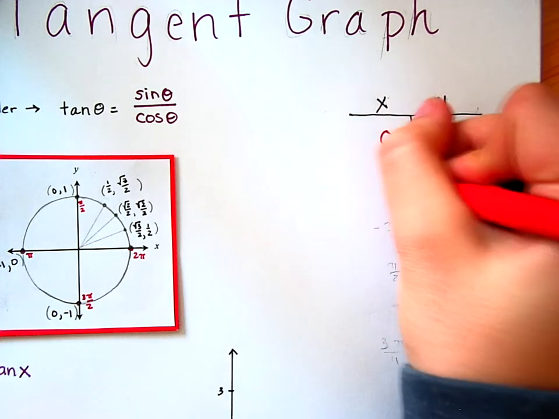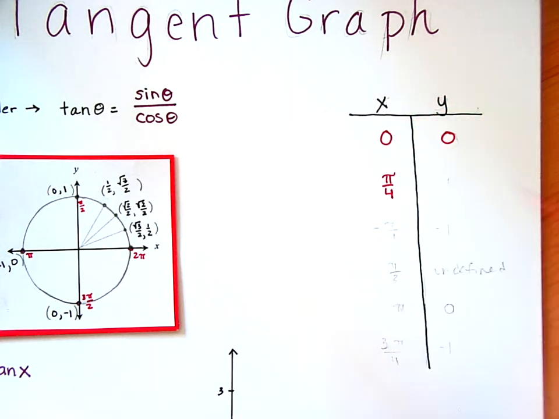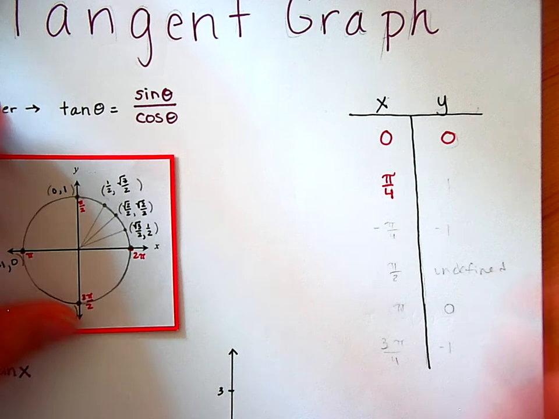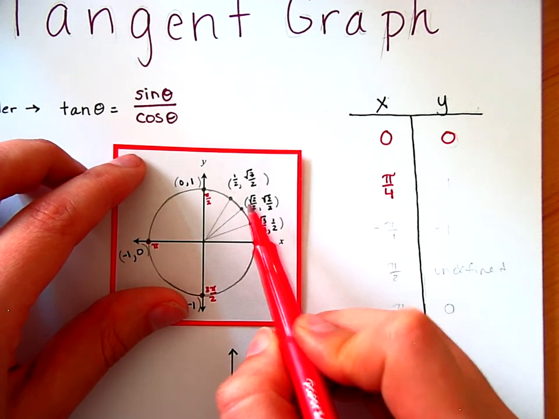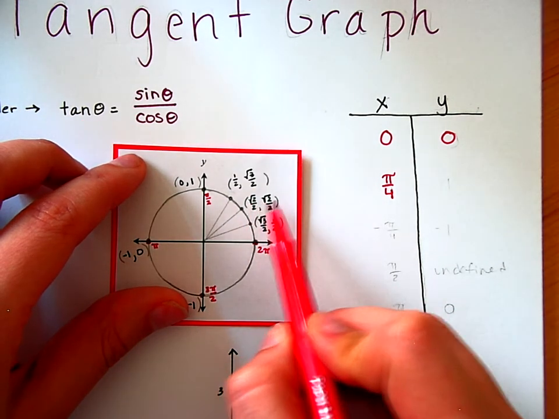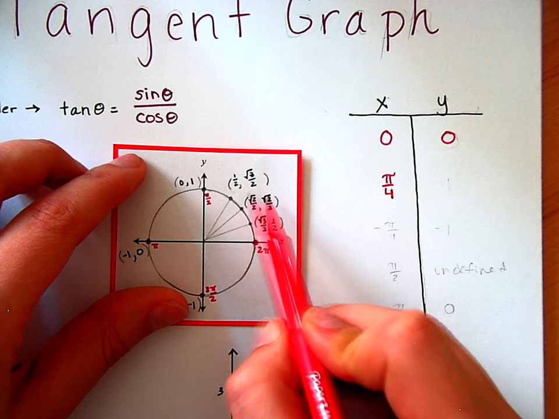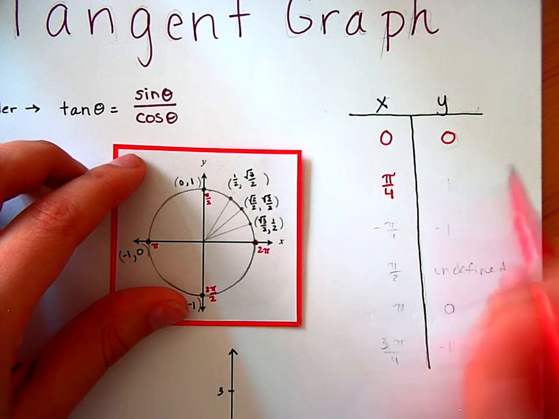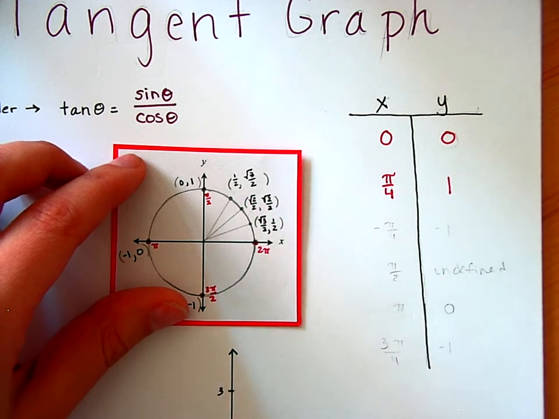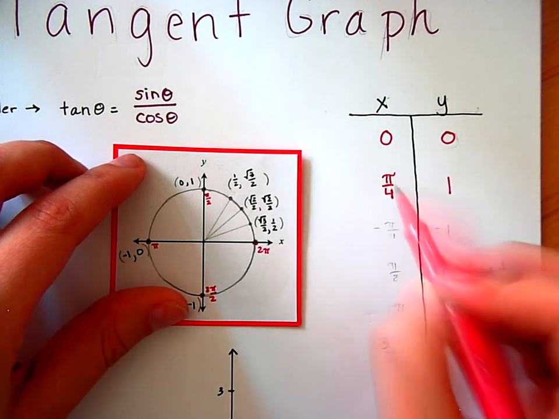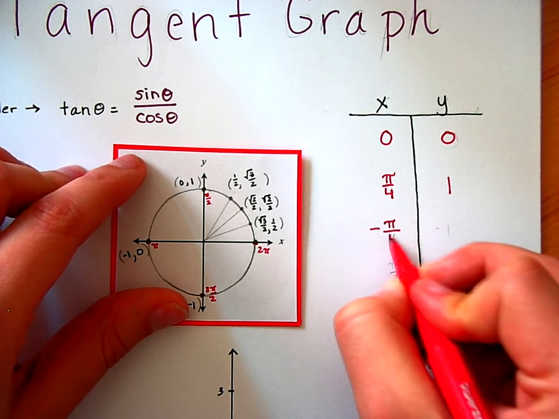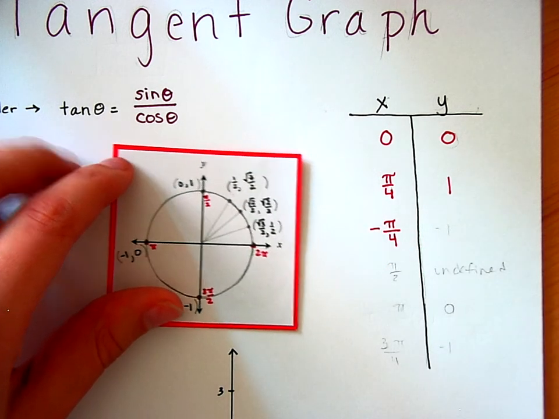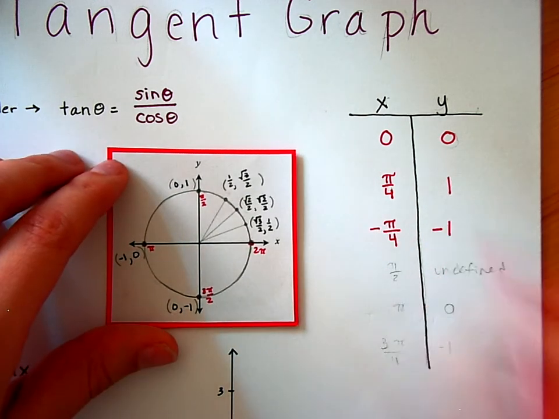Next kind of easy value, we've got pi over 4. Now that's a little different than when we were doing sine and cosine, because look at the values for sine and cosine for pi over 4. They're both the same. So when I take square root 2 over 2 and divide by itself, then I just get 1. So tangent of 45 degrees is 1. Very similar to the negative of 45 degrees, it's going to be negative 1.